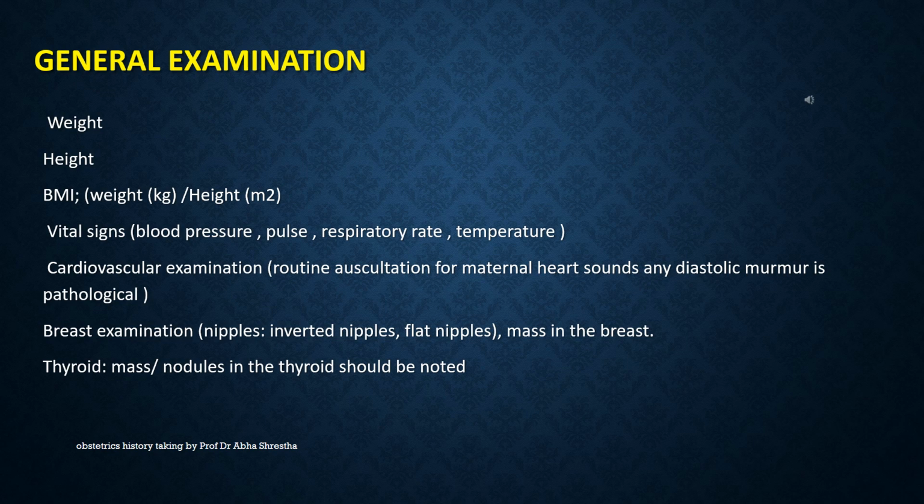We should go for cardiovascular examination. Routine auscultation of maternal heart sound is very important, and if there is any diastolic murmur, it is pathological. In breast examination, we need to especially see for mass in the breast or if there is any discharge from the nipples. And in the nipples, we need to look whether it's inverted nipples or flat nipples. And in thyroid examination, we need to see if there is any mass or nodules in the thyroid. If it is there, then it should be noted.